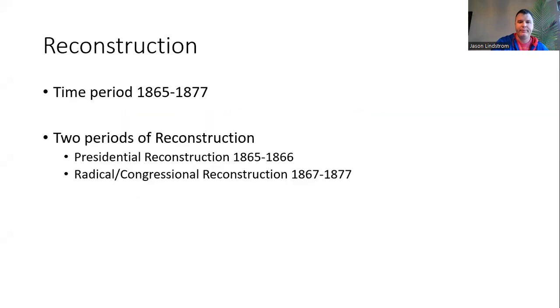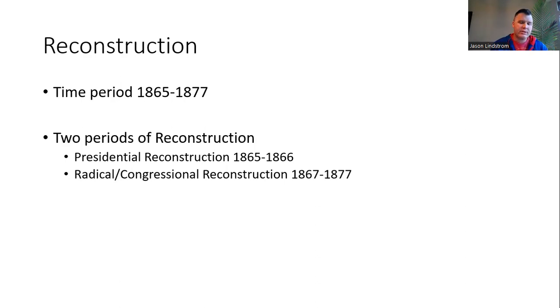have to rebuild it. And so it's a time period in America that lasts from 1865 to 1877. It's really from the end of the Civil War, or if you want to look at it from the surrender of Lee's army at Appomattox to the election of 1876, which is going to lead to the Compromise of 1877 and then the end of Reconstruction.